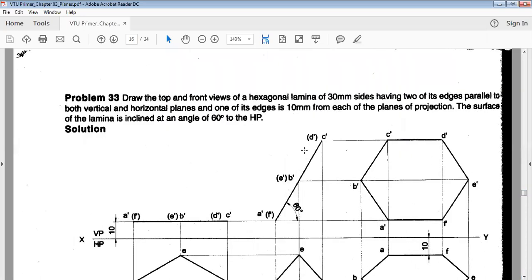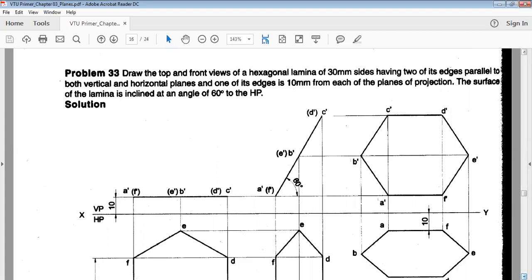Problem number 33. Draw the top and front views of a hexagonal lamina of 30 mm sides having two of its edges parallel to both the vertical and horizontal planes, and one of its edges is 10 mm from each of the planes of projection. The surface of the lamina is inclined at an angle of 60 degrees with respect to HP. So what is being given? Two sides of the hexagonal lamina are parallel to both HP and VP. Just see here.